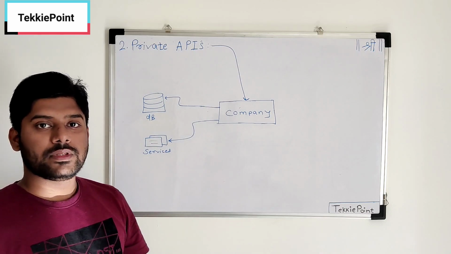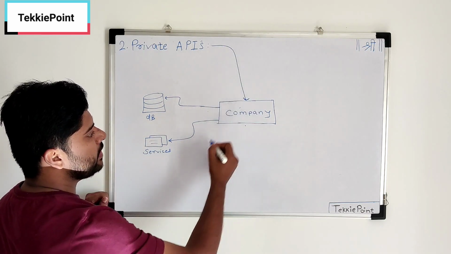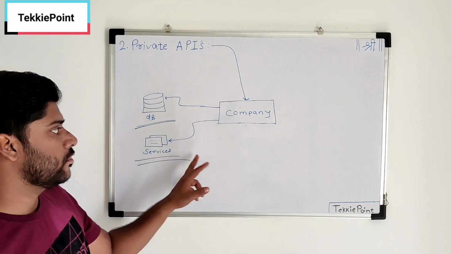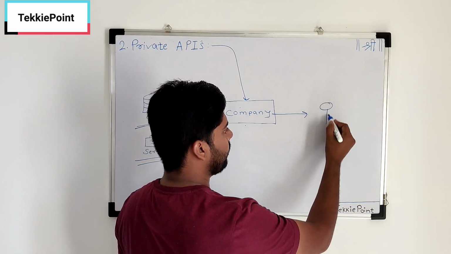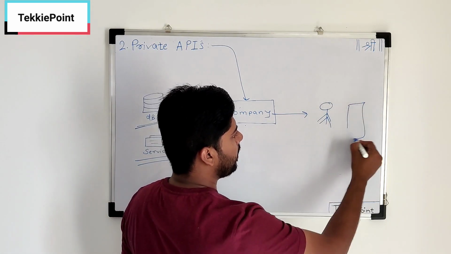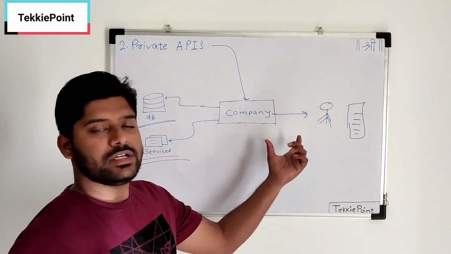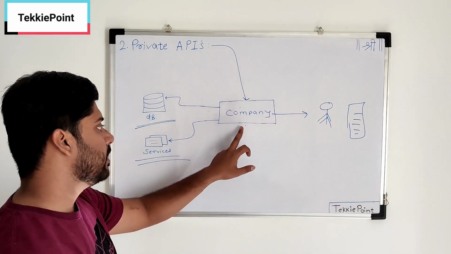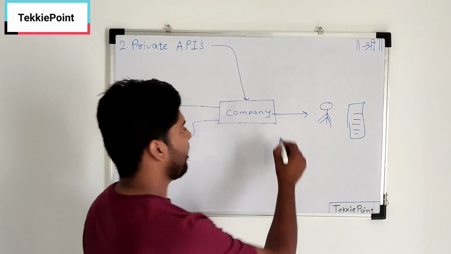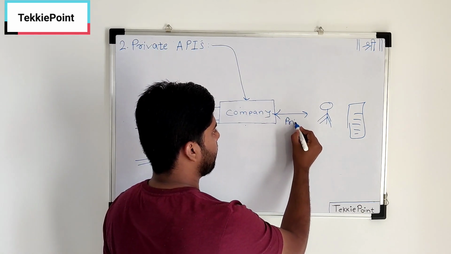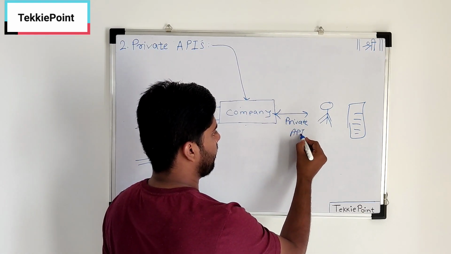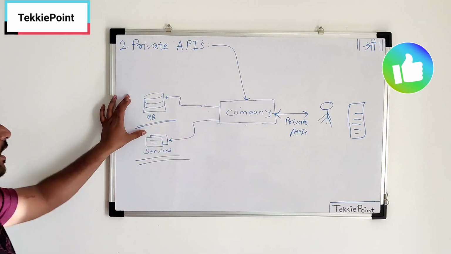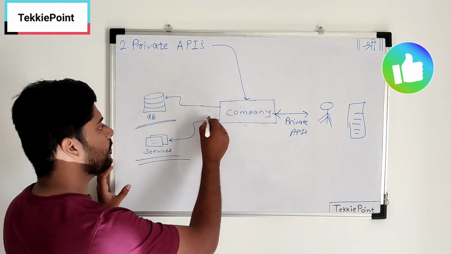Private APIs. Private APIs are typically used by companies to provide internal data and internal services to an authorized user or authorized partners. So by using certain authentication mechanisms, users or partners can access the private APIs of the companies. Basically, private APIs are the front-end face of the internal data or the internal services of the company.